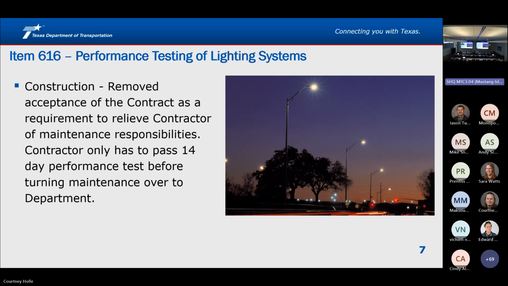Item 616, performance testing of lighting systems. In the past, I think you had to wait until the end of the contract. You had to maintain it that whole time. Now, after the lighting system is installed, the contractor just has to pass a 14-day performance test before turning maintenance over to the department.